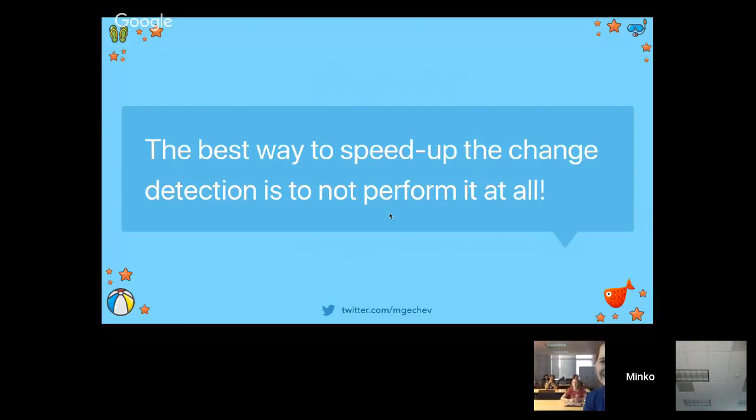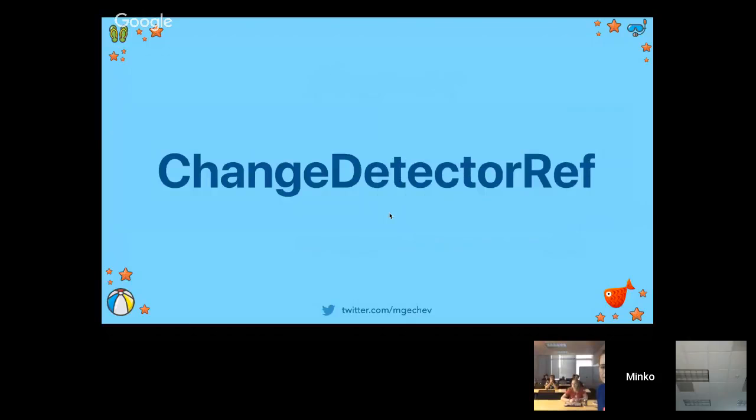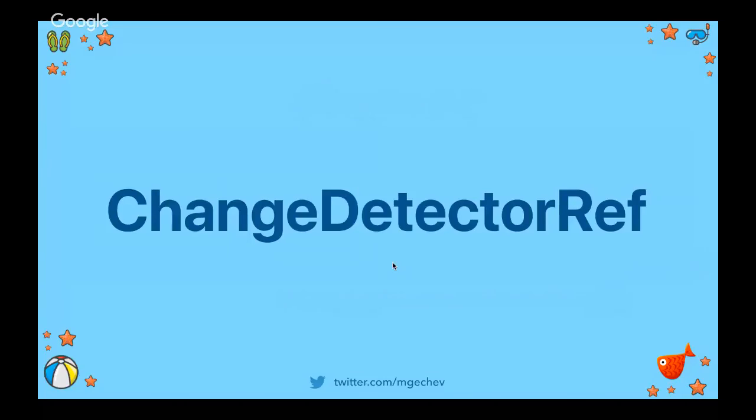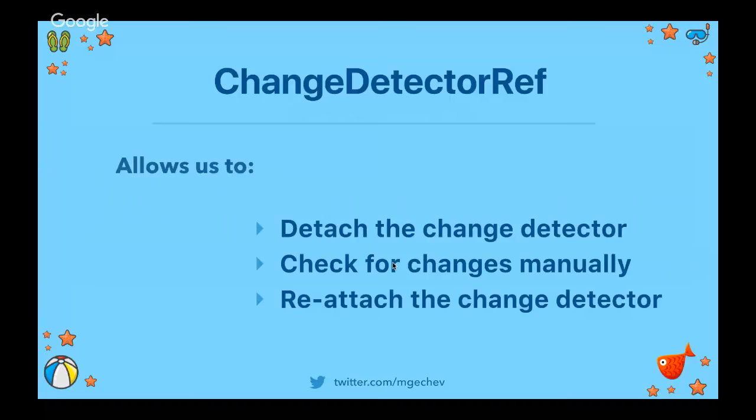Obviously, the best way to optimize the change detection of the application is just to not perform it at all, and that's what I usually love to do. And we can do that with the change detector ref. So that's one of the manual ways to do that. We're going to see other mechanisms for that a little bit later in the presentation. And with the change detector ref, what we can do is just to detach the change detector, which is going to not perform change detection for an entire component subtree, or we can perform change detection manually. And eventually later we can reattach the change detector, so Angular is going to work as expected.